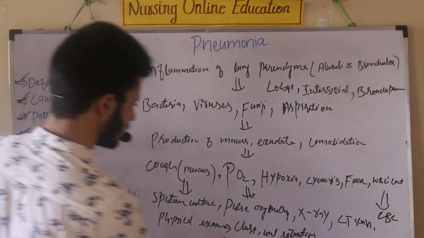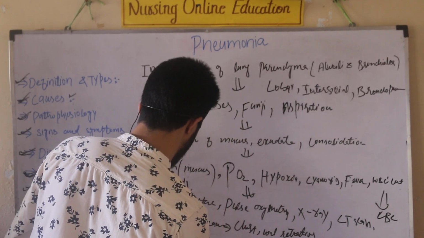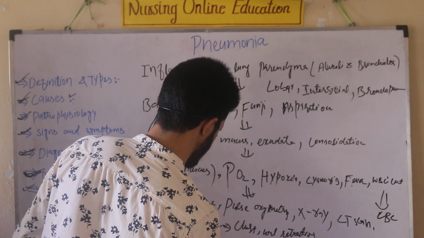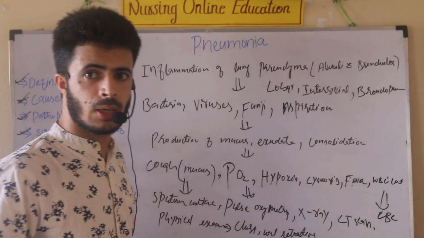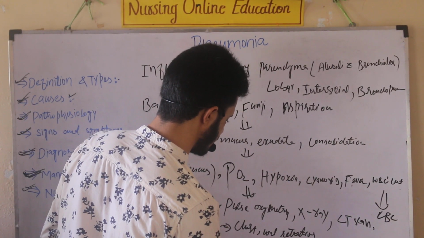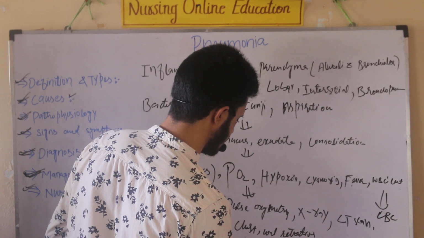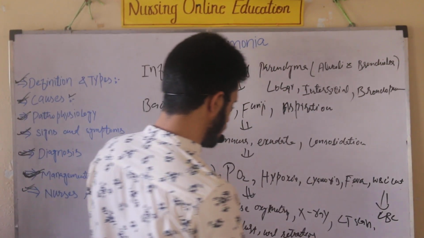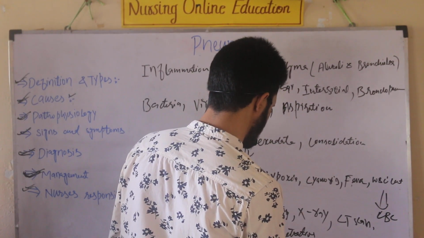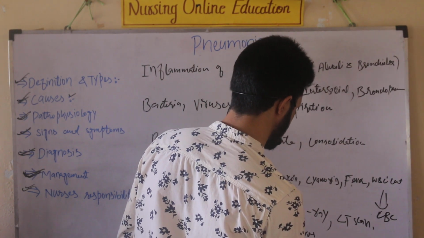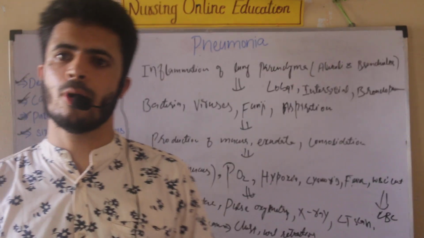Okay. What will come in the management? Bronchodilators will come in the management. Then there will come antipyretics. We will give antipyretics against hyperthermia. Then we will give antibiotics. Suppose in antibiotics we will provide amoxicillin.